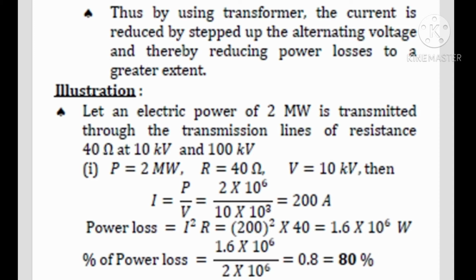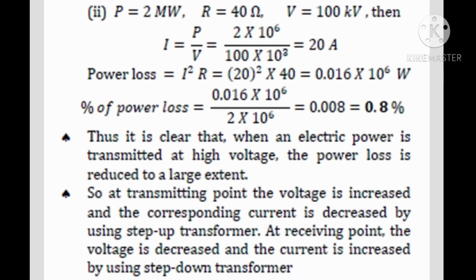Then the value of current can be calculated by the equation I is equal to P by V, which is equal to 2 into 10 power 6 divided by 10 into 10 power 3, which is equal to 200 ampere. Then the power loss can be calculated by the equation I squared R, which is equal to 200 squared into 40, which is equal to 1.6 into 10 power 6 watt. Percentage of power loss will be equal to 1.6 into 10 power 6 divided by 2 into 10 power 6, which is equal to 0.8, which is equal to 80%.